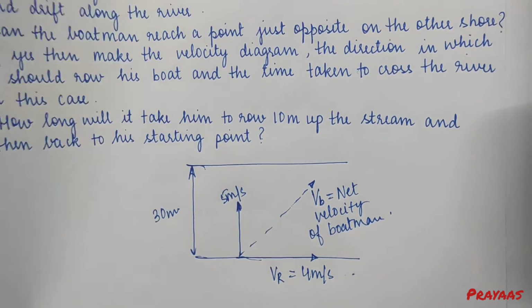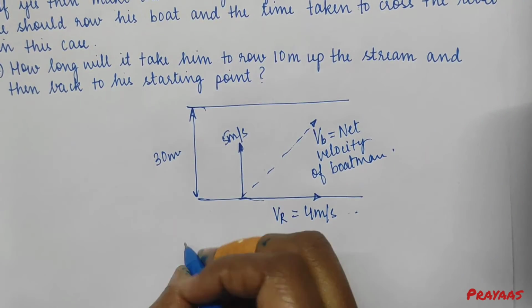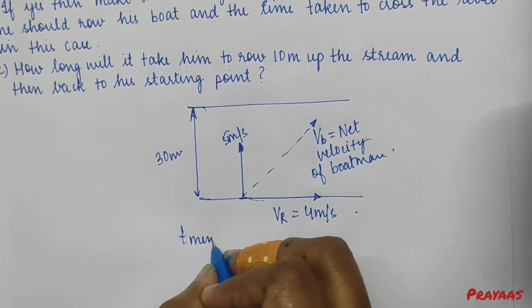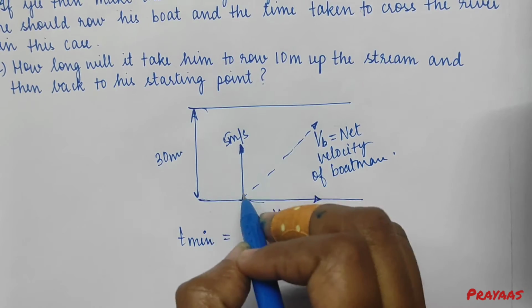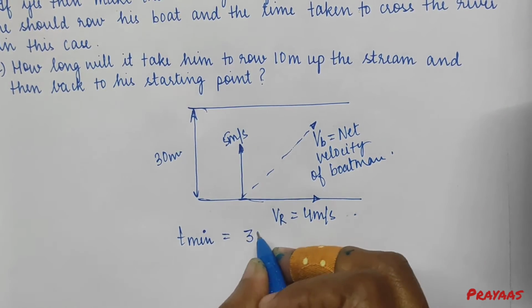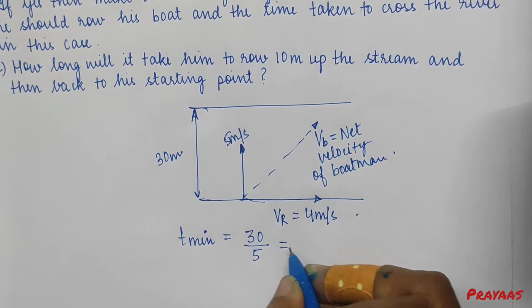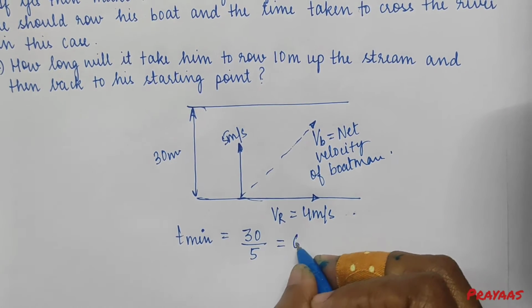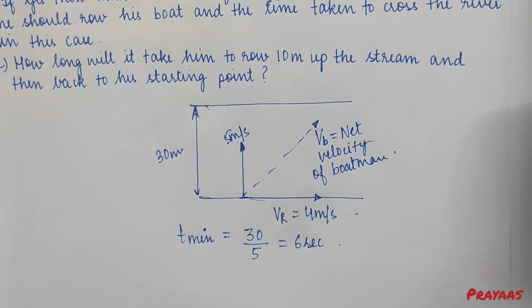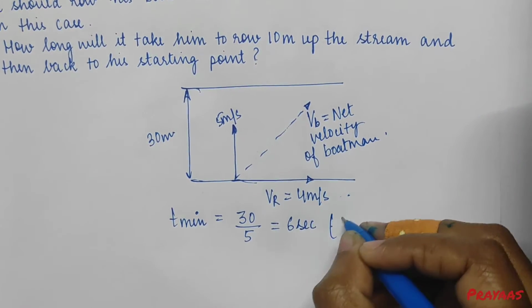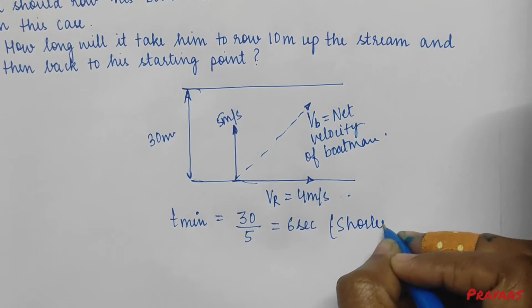Okay. So T minimum will come out to be distance upon velocity, that is 30 upon net velocity, which is 5 in this direction. So this will be 6 seconds for the shortest time period. This is the shortest time taken.